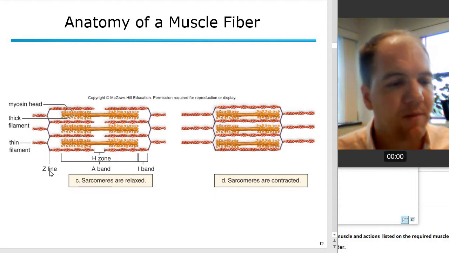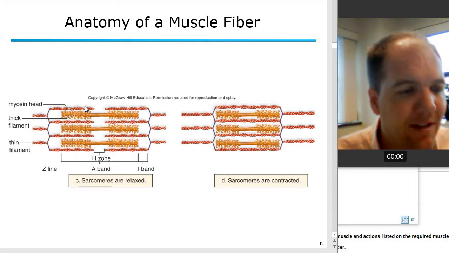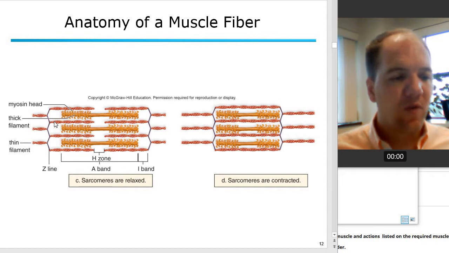So here's where it all comes together. We have actin overlapping myosin, and when a sarcomere is in a relaxed position, notice that there are some spaces here. There's a space here in the middle, and there's some space here at the ends where the actin and myosin don't fully overlap.